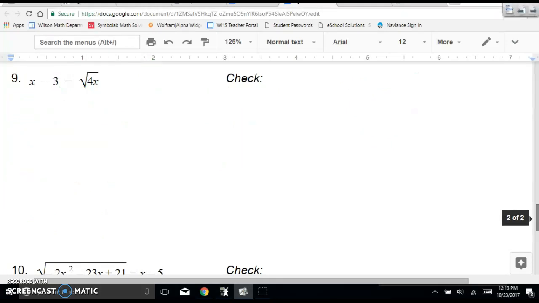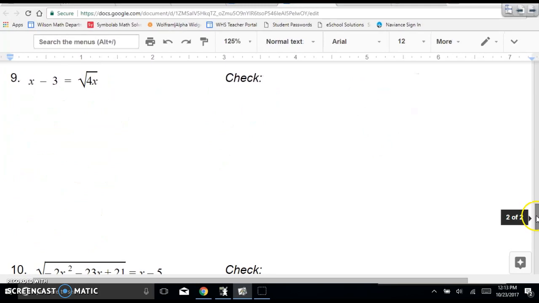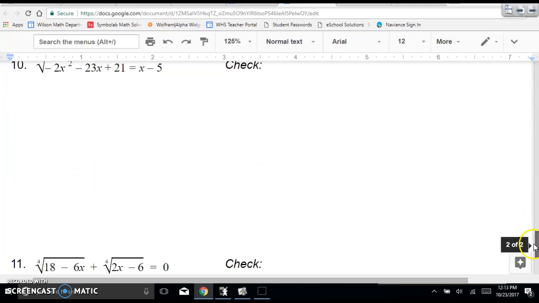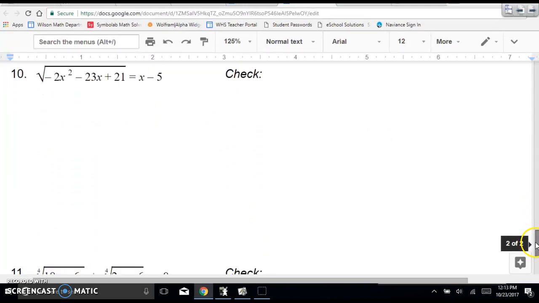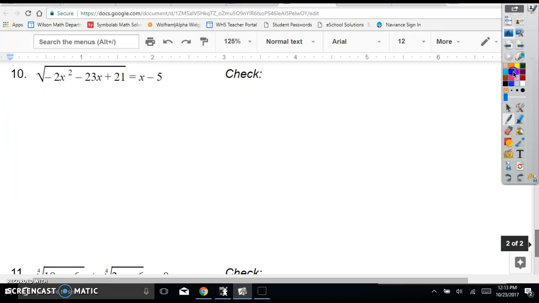Moving down here. This is one of the hardest problems here, number 10. It will take up the most time. I will do quadratic formula even though it is factorable. Okay, but remember, isolate the square root and then square it. It's already by itself, so I'm just going to square both sides. Get negative 2x squared minus 23x plus 21 equals x squared minus 5x plus 25. I'm foiling this.